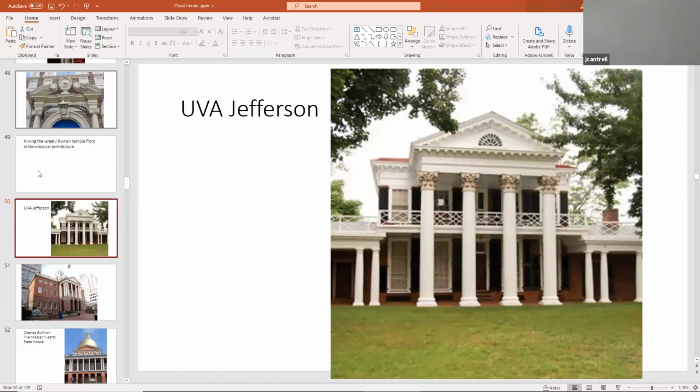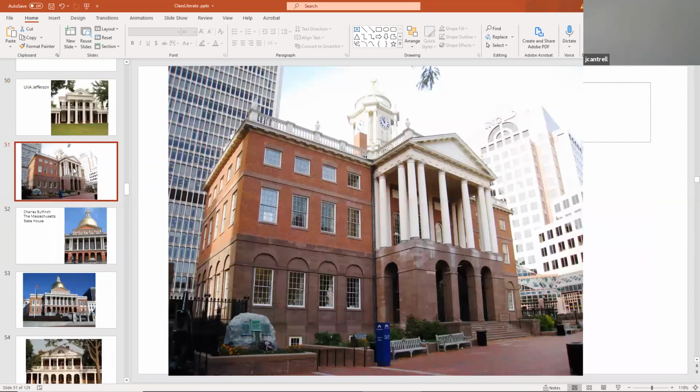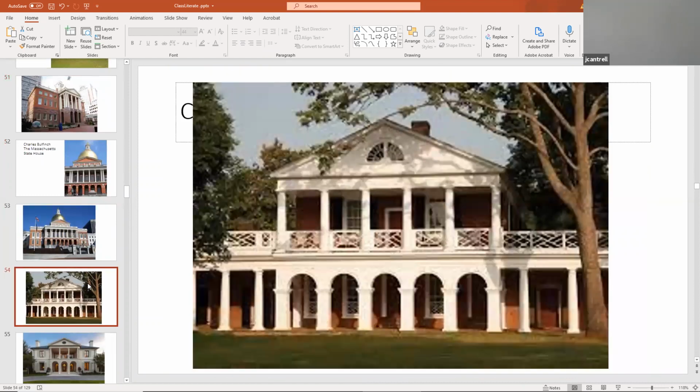Let's take a look at when we start mixing the orders with the neoclassical language. We're seeing a very original heavy masonry base and then the column set on top of that. This makes for a very powerful base because classical architecture has a very severe, heavy, grounded base. This is another pavilion at UVA, where the columnar order sits on top of a heavy masonry base.